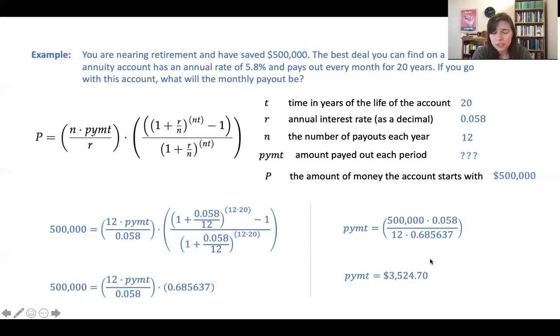So if you think you want the payout to last longer, you might fiddle with the time here. But okay, this is what we get. We would get this much every month for 20 years.